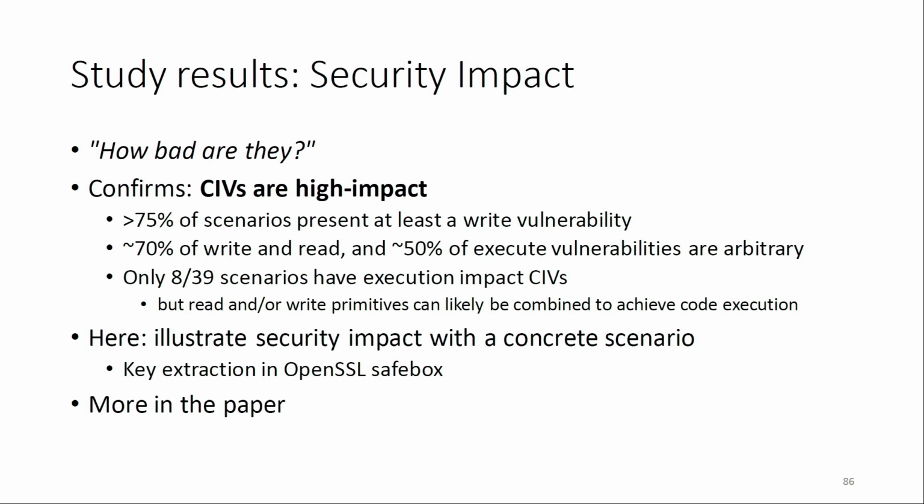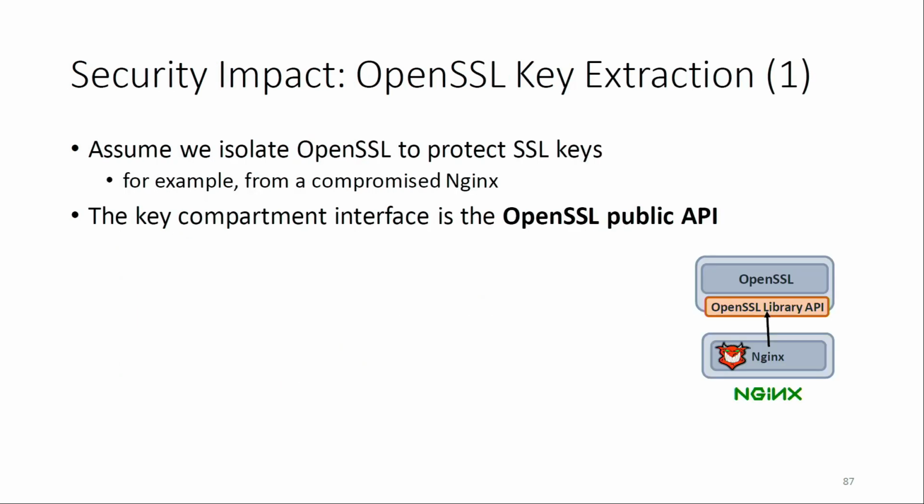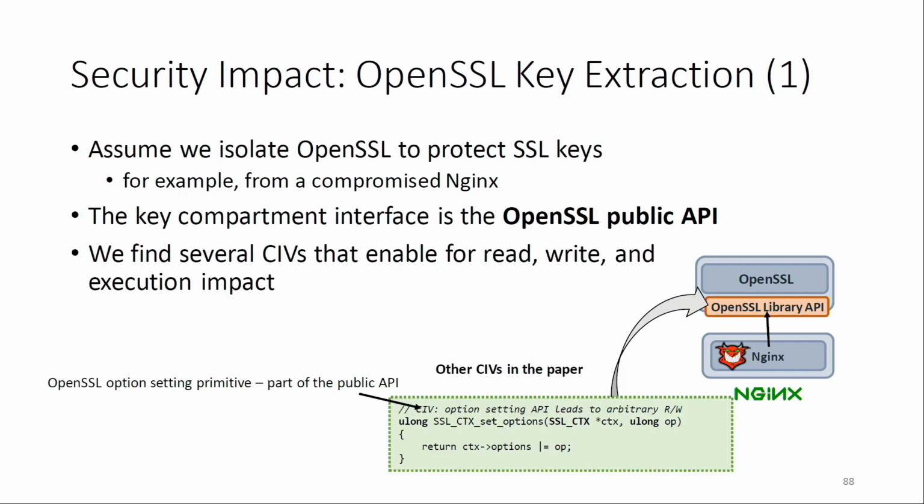So in this talk, I will be concretely illustrating the impact with practical scenarios taken from the dataset, where we demonstrate key extraction from a protected OpenSSL safe box. Here we assume a scenario with two compartments where the goal is to isolate OpenSSL. Thus, the compartment interface, and therefore the attack surface, is the OpenSSL public API. Unfortunately, we find several CIVs that enable read, write, and execution impact.